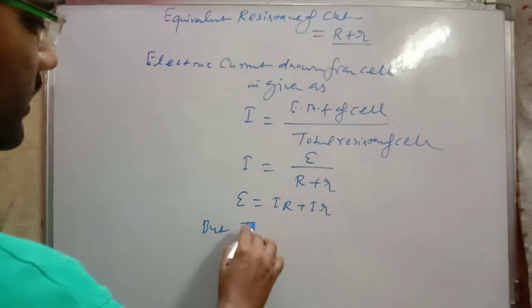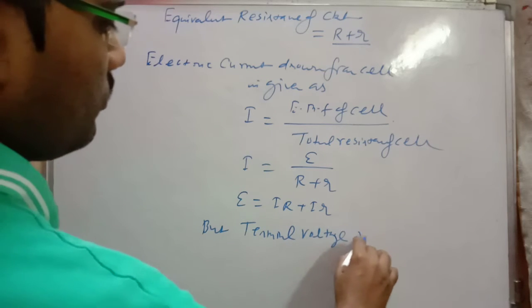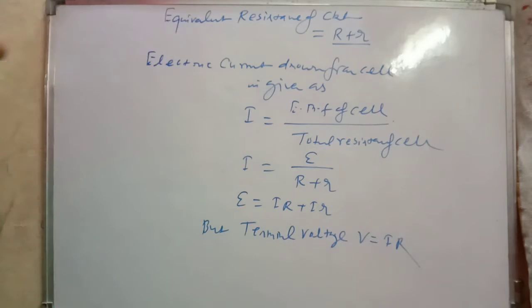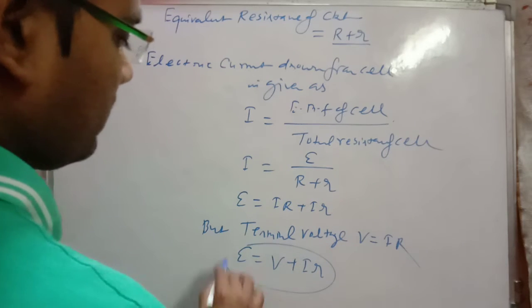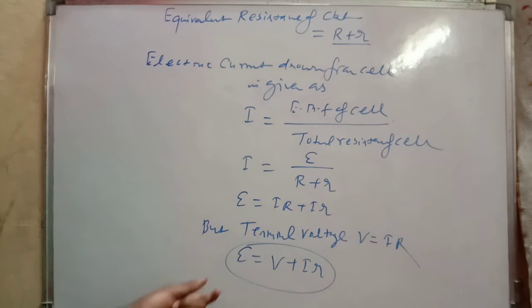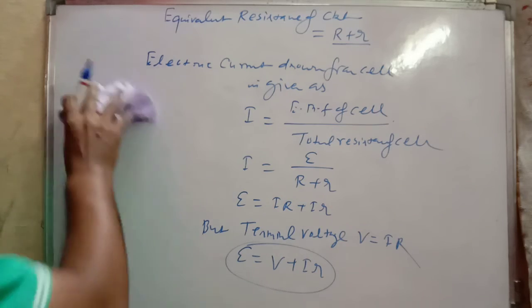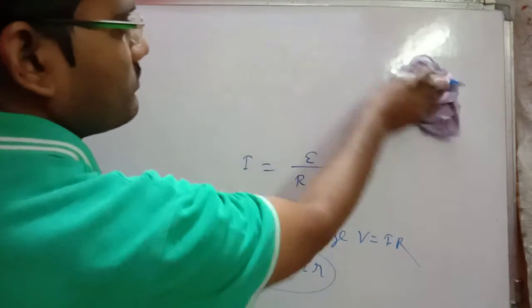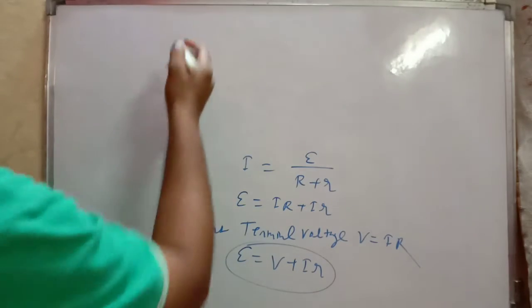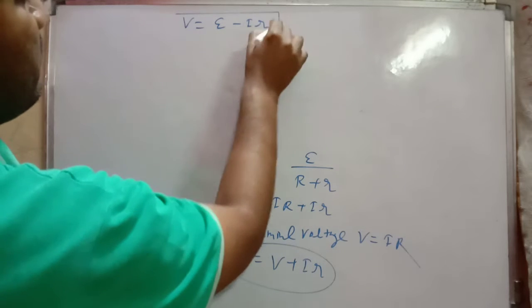but terminal voltage V is equal to IR. That means E is equal to V plus Ir. This one is the relation between EMF of cell, terminal voltage and the internal resistance of cell. Now here V is equal to E minus Ir.